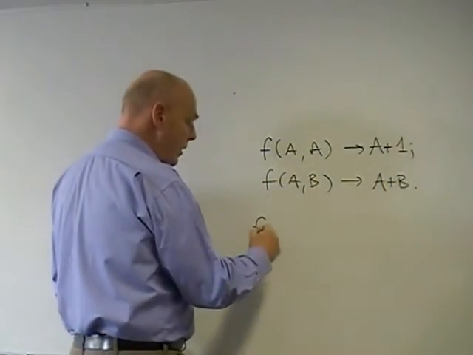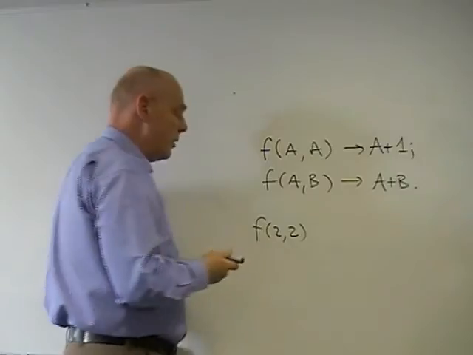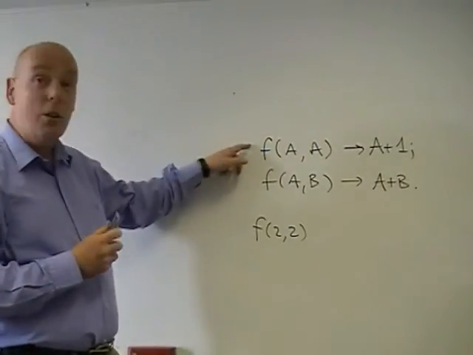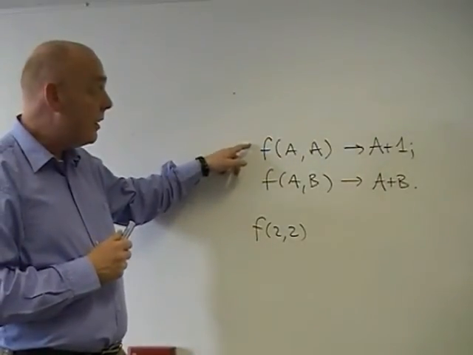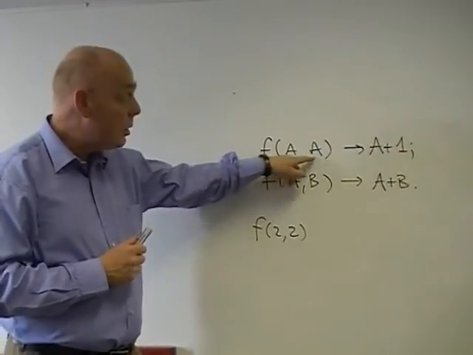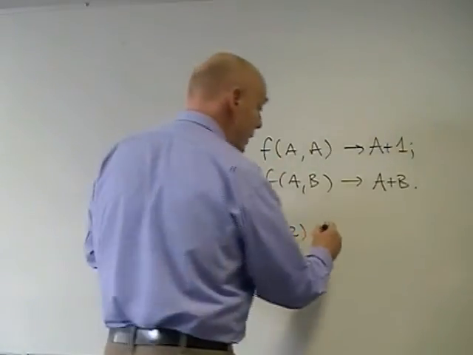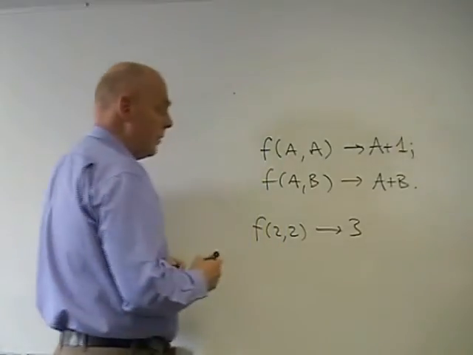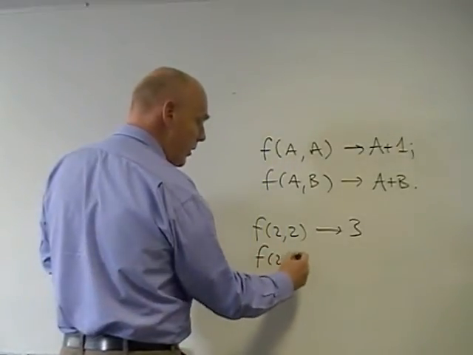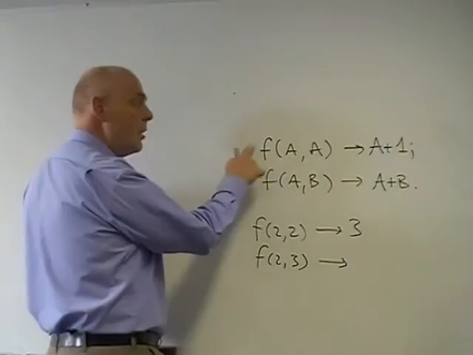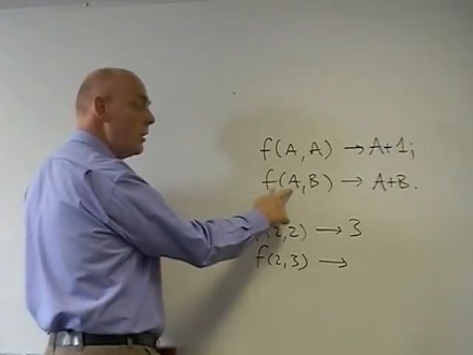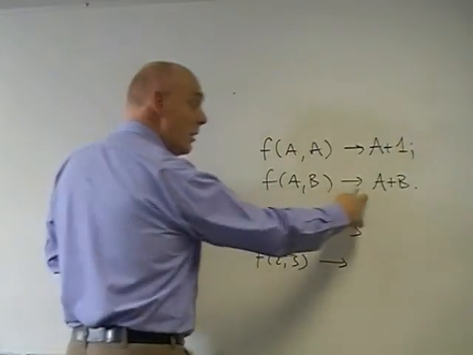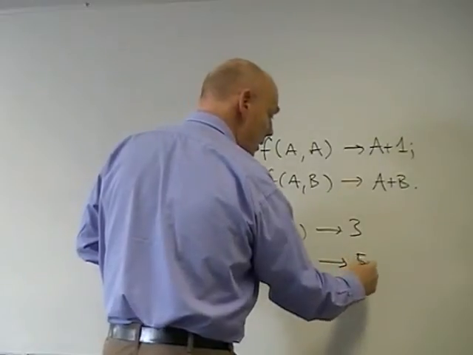What happens if we apply this to the arguments 2 and 2? We first look at the first clause, and what happens there is that we see, indeed, our two arguments are equal, so the result will be 3. Whereas if we apply it to 2 and 3, the first clause won't hold, and so we use the second clause, and we add the two arguments together to give us 5.